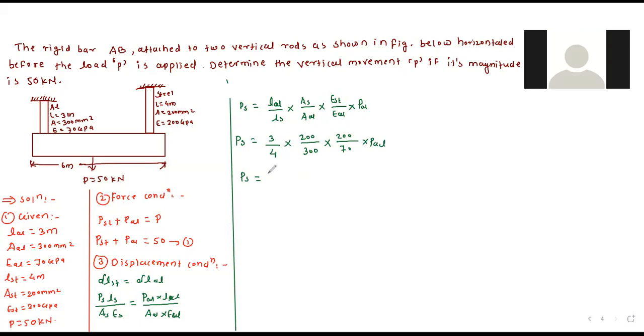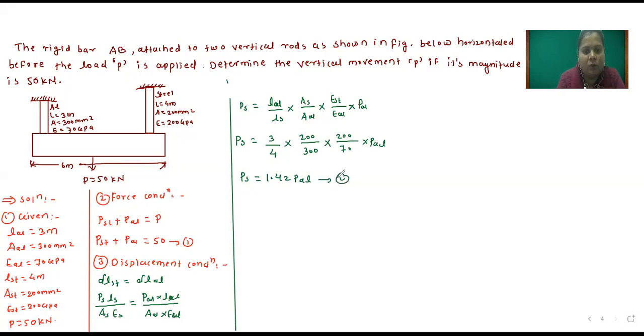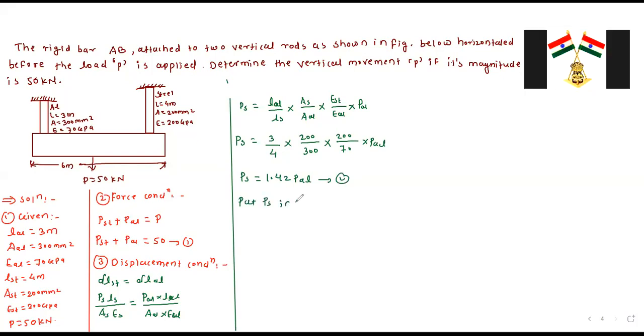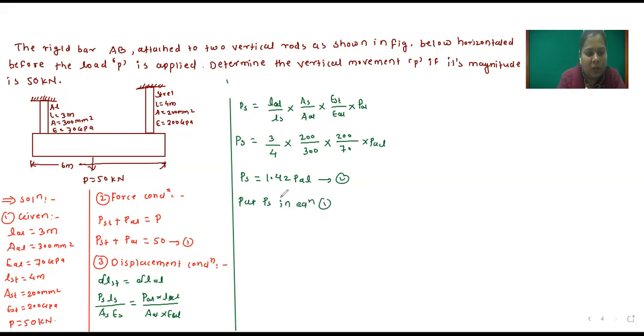1.42. PS is equal to 1.42 P aluminum. So this is equation 2. Now we will put this value in equation 1. What is our equation 1? Equation 1 is P steel plus P aluminum equal to 50. So 1.42 P aluminum plus P aluminum is equal to 50.